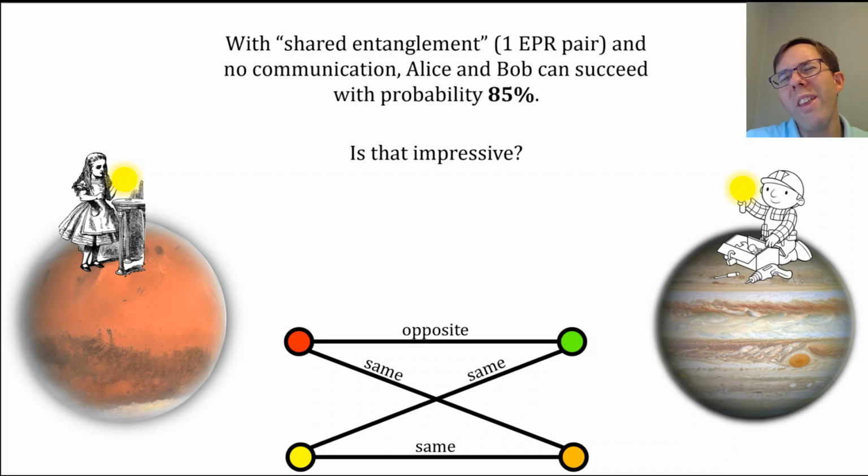And the thing that we're really asking ourselves is, did they really need quantum entanglement to do this? Is this demonstrating some phenomenon that can only be possible due to quantum mechanics? That's the real point of this magic trick, as we'll discuss towards the end of the lecture. Well, let's try to answer this question. Do they really need quantum to succeed with this rather high probability of 85%?